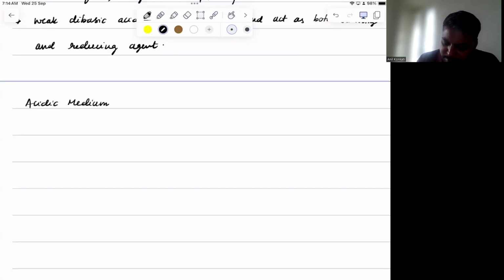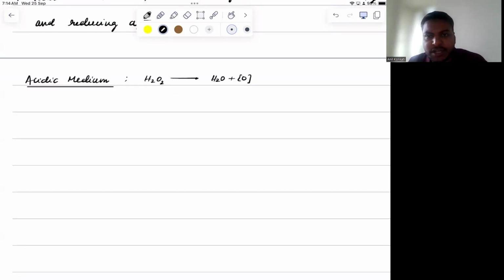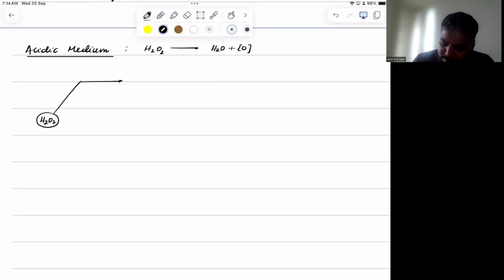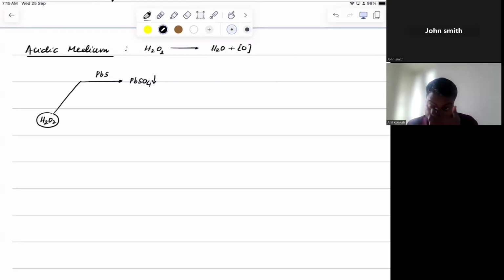In acidic medium, how does it oxidize? And finally, what are the reactions which will take place? So H2O2 has the ability to form H2O and provide nascent oxygen. And this is that nascent oxygen which will help it to get oxidized. Okay. So suppose if you take H2O2 and if H2O2 is passed through all of these compounds like PbS, the sulfur will get completely oxidized to become PbSO4.